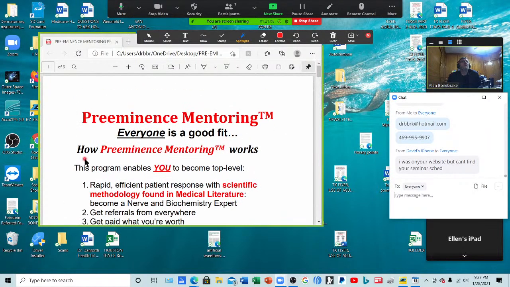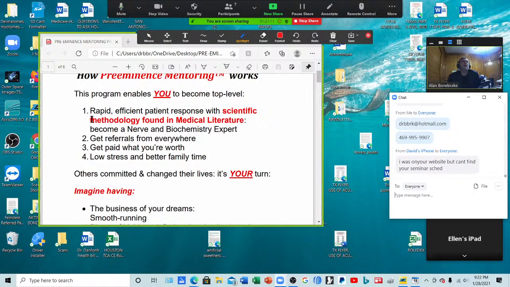Our preeminence mentoring is a good fit for everybody. It enables you to become top level, rapid, efficient patient response with scientific literature found in medical literature, become a nerve and biochemistry expert. I want to get you to where anything, a patient coming in, some situation in your practice with associates or with employees or anything that comes up, testifying in court, writing narratives, you name it, we want to make it easy for you. We want it so that when something presents itself, your mind goes to, okay, this thing first, this second, this third, this fourth, okay? Get referrals from everywhere.